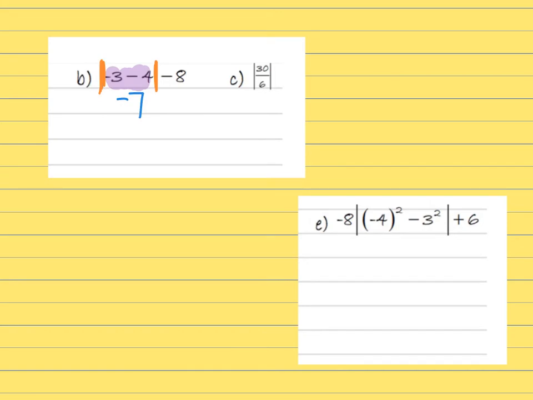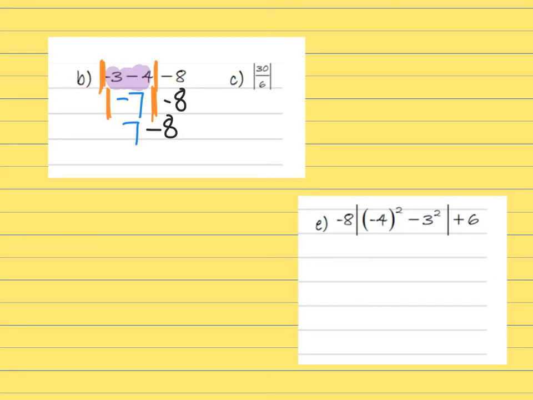Now that I have one number or one value, I can apply the absolute value rules, which say, ask yourself, how far is -7 from 0? It's 7 units from 0, so I would just write down a 7. My absolute value brackets now disappear, and I just bring down the rest of the problem. So I would write -8.